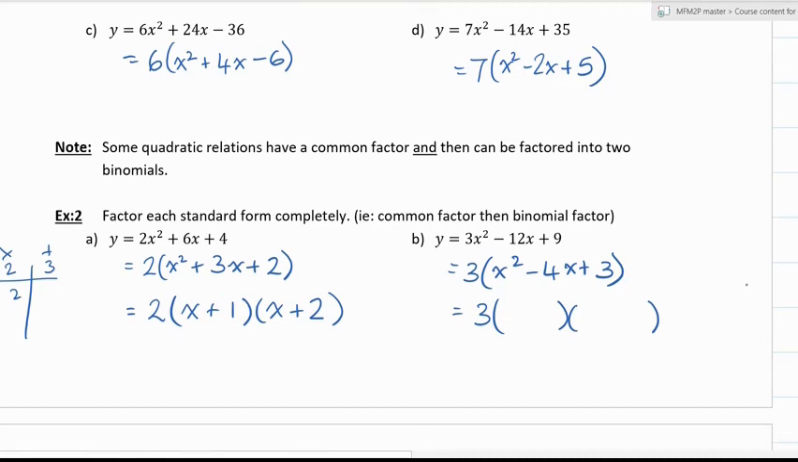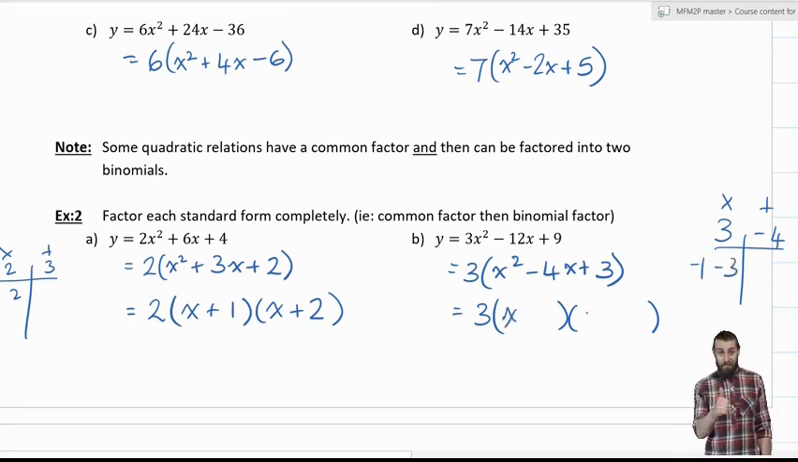Remember, with multiplication of two numbers, when we multiply two positives together, we always get positive. Two negatives together, we get a positive, but then they'll add to a negative. So we're looking at negative 1 and negative 3. Negative times a negative gives me the positive, yes. And negative 1 minus 3 gives me negative 4, which is what I was looking for. So those are the two numbers that I will place in my binomial brackets. It doesn't matter which way around. And we are done.